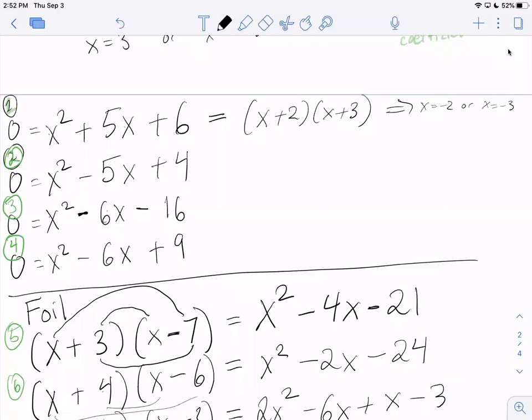How about this one? Can anyone tell me just really quickly how they factored this one? Number 2?